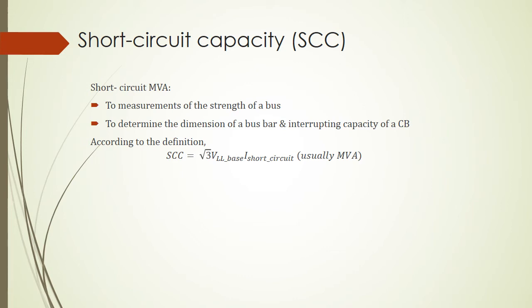According to the definition, the SCC equals square root of 3 times the line-to-line base voltage multiplied with the short circuit current. Usually it is shown in mega VA. You can see that this is actually the power of a line in a nominal condition with the maximum voltage and the maximum current, and it shows the maximum three-phase power in this case, and it is applicable for choosing a circuit breaker to deal with that kind of fault.